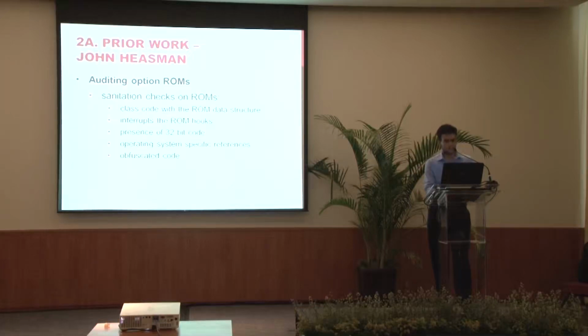He also says that we can do sanitation checks on ROMs. For example, the ROM data structure provides a class code that should match with the device. You can see which interrupts the ROM hooks. If it hooks interrupts that it should not, you can avoid that. If the ROM has 32-bit code, you can avoid that. Although, of course, several ROMs do use 32-bit code.